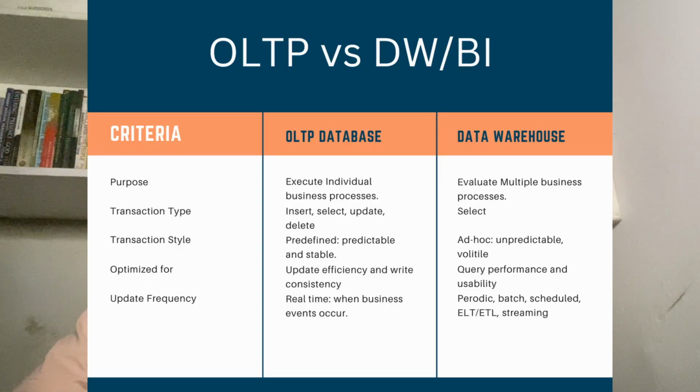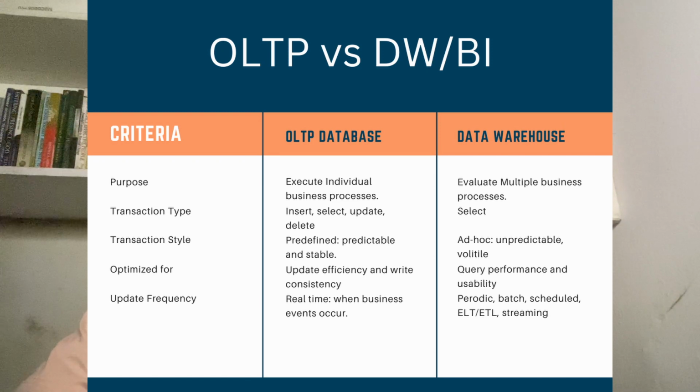And so I'm walking us through some differences between OLTP, which is online transactional processing, and data warehouse, which is typically OLAP, online analytical processing, data storage. So for criteria, we have purpose.